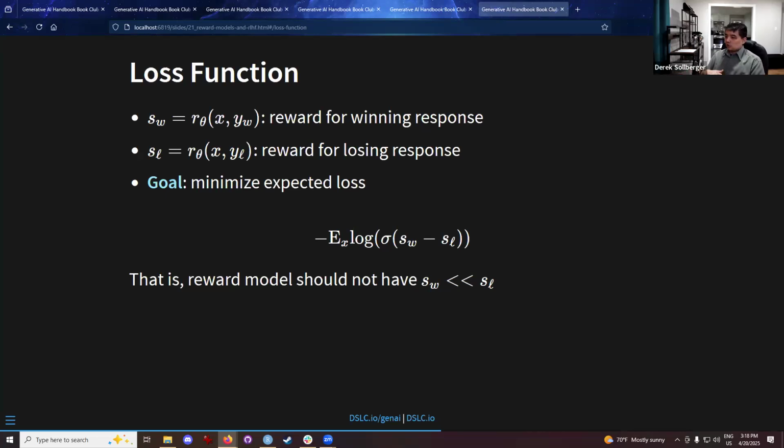Now, going through the terminology, we have SW minus SL, that's the difference between winning and losing. Sigma, that's an activation function such as the sigmoid. And taking a logarithm of this is an adjustment called cross entropy. Long story short, the reward model hopefully will work as intended, but if for some reason winning gets you much less reward than losing, that should be highly penalized against and removed from the system.